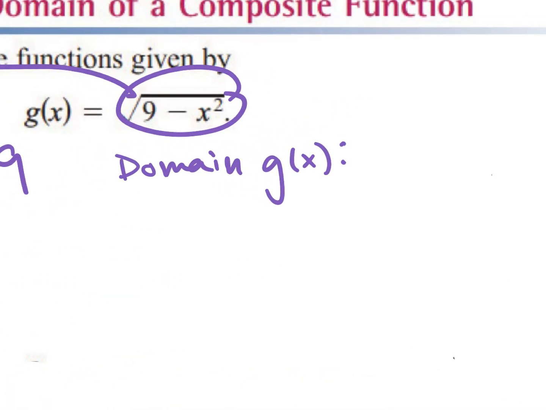So for g, I have a square root in our g function. I have to be careful whenever I have a square root. I have to be careful with the domain. What can I not have under the square root? A negative number. So how would I find my domain of g?